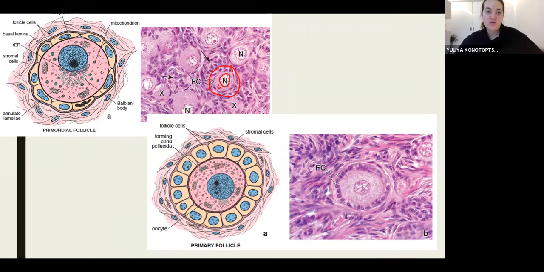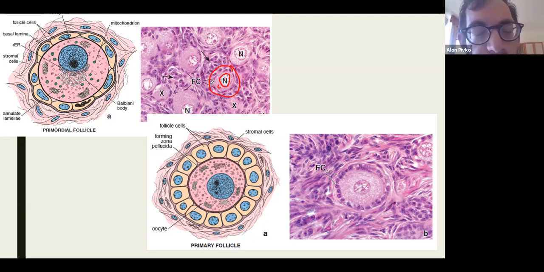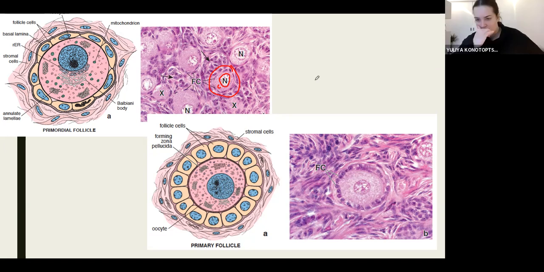What is the location of primordial follicle typically? Cortex of the ovary, amazing. The most outer part of the cortex as well, right? So right under the tunica albuginea.